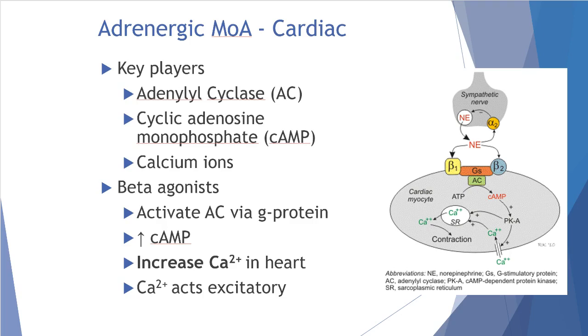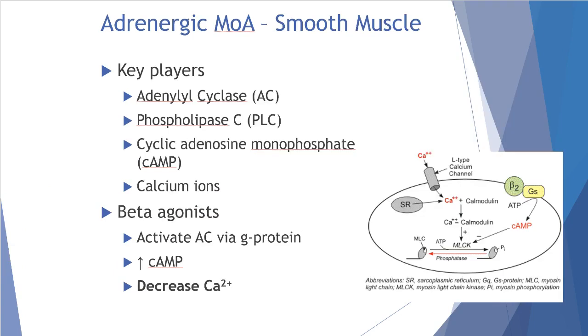So from a cardiac perspective, you have adenylyl cyclase, cyclic AMP, and calcium ions as the mediators here. In this diagram, you can see the sympathetic, whoops, what's going on here? I just messed something up. Hold on, sorry.